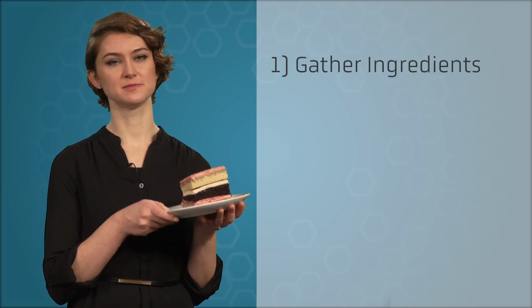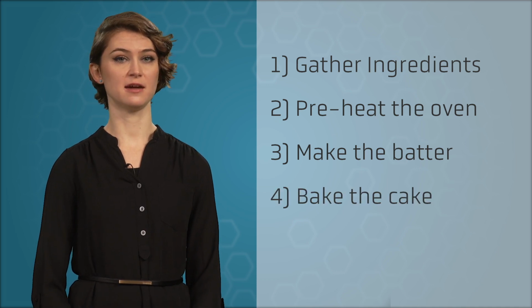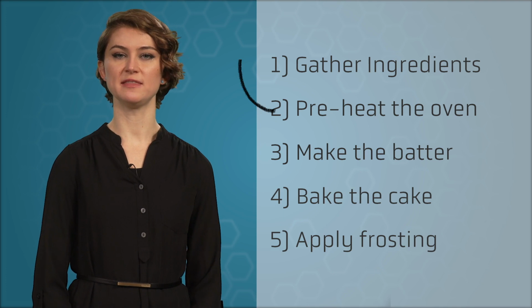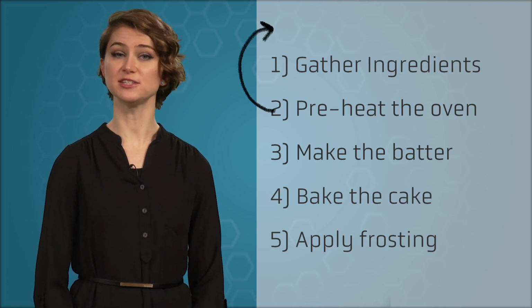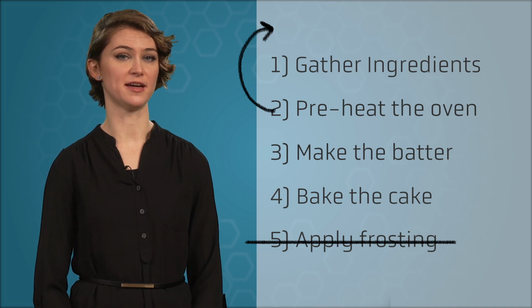There are a million different recipes for baking a cake, but they have a lot in common. You'll usually want to gather ingredients, preheat the oven, make the batter, bake the cake, and apply frosting. Sometimes maybe you'll want to start preheating the oven before you gather the ingredients, and that's okay. Some cakes don't have frosting, so the last step might not apply at all.